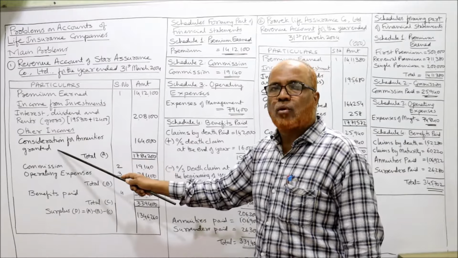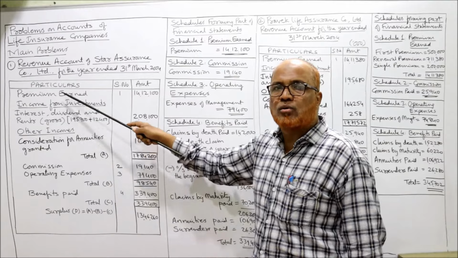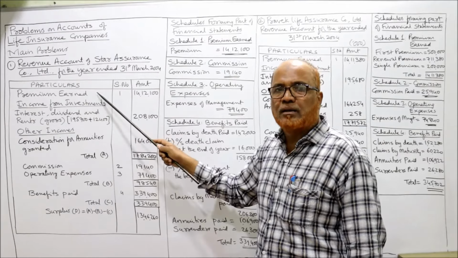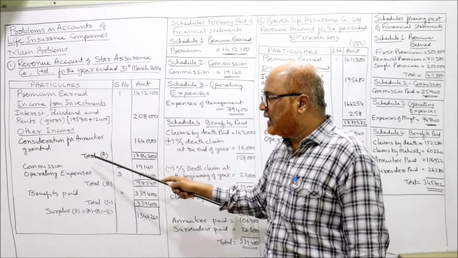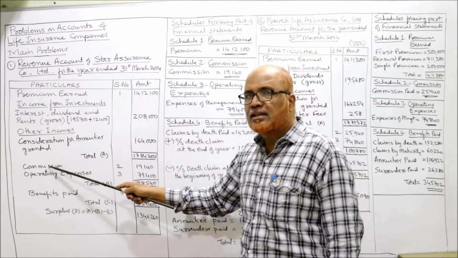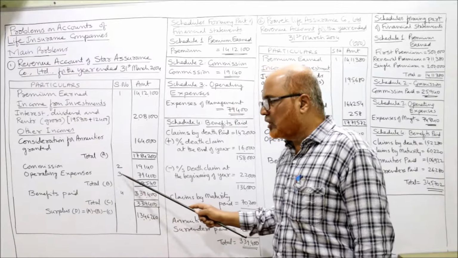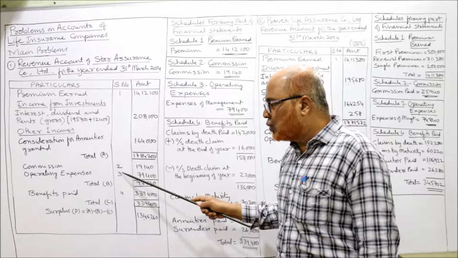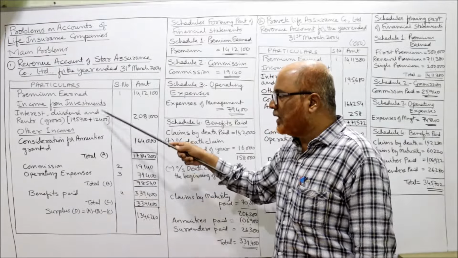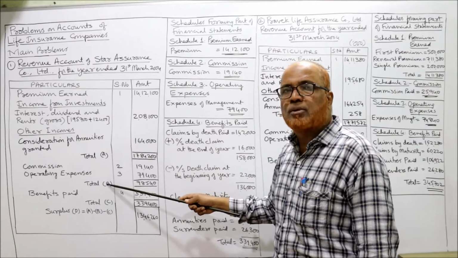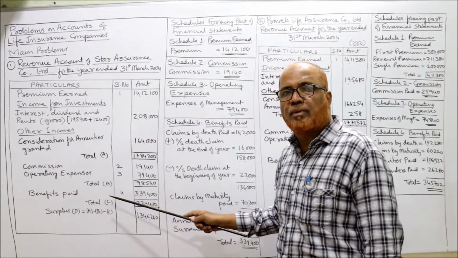Then other incomes: we have only one other income, consideration for annuities granted. So you have to take three items here: premium, schedule number 1, income from investments, and other incomes. We take the total of these three, total of A. Then we take the commission, under schedule number 2. Then operating expenses, schedule number 3. Then take the total of 2 and 3, which we denote as B. So A is the total of all incomes, B is the total of commission and operating expenses. Now benefits paid will be taken in schedule number 4.